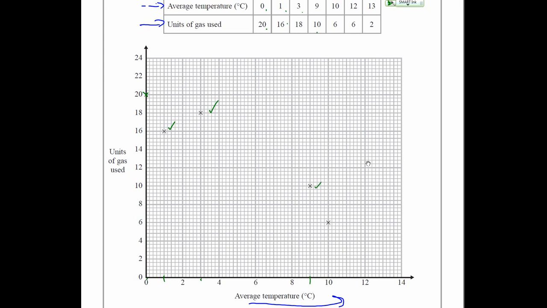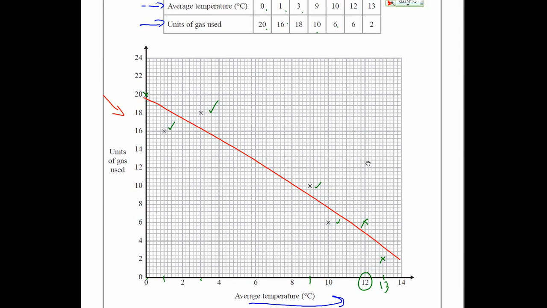9, 10, 10, 6, 12, 6, okay, so 12 across, 6 up is going to go to here, and 13, 2. 13 is halfway between 12 and 14, and 2 up. Okay, so that is your points. Now, can you see that the points are going down as a trend? And what we're going to do is try and draw a line of best fit that goes through the middle of the points.